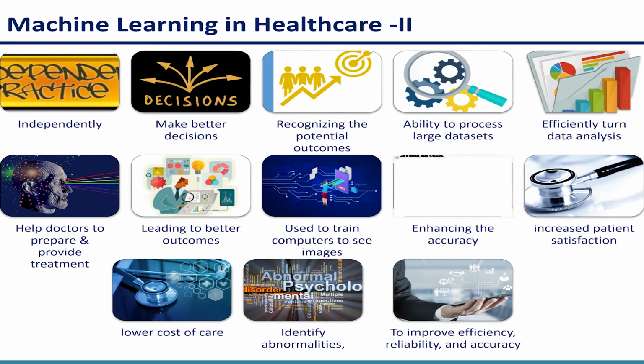Identify abnormalities: if there is some problem, or the health data has changed or is irregular, out of the usual context, they will find that there are abnormalities and report them more easily. So, to improve efficiency, reliability and accuracy, we have already talked about all this. They talk about improving the efficiency, the reliability of data, and the reliability of the decisions and whatever we receive.